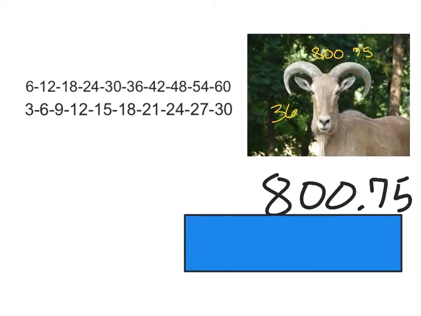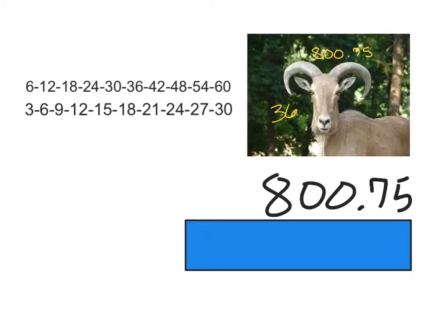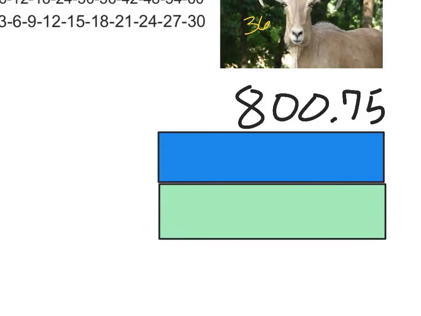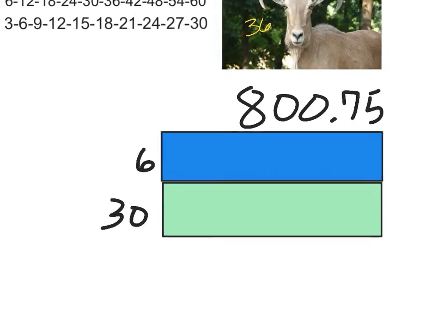Next, I'm going to make two area boxes right below that. So I'll go one right there, and then I need a little more room, so I'll make a second one right below it, right there. And bam, we're ready to rock and roll. Now I'm going to take this 36 and I'm going to break it into 30 plus 6. So 30 plus 6 right there. Superb, my friends.